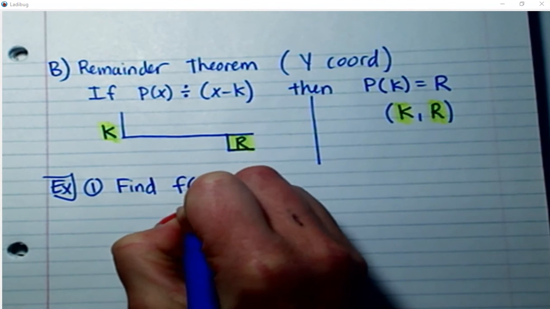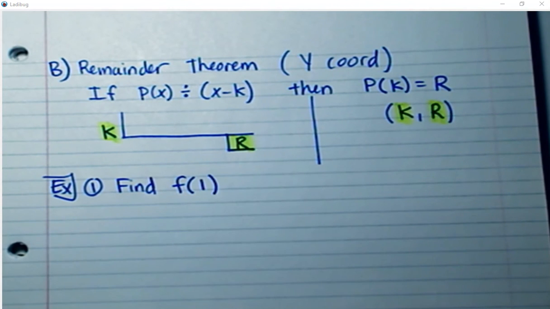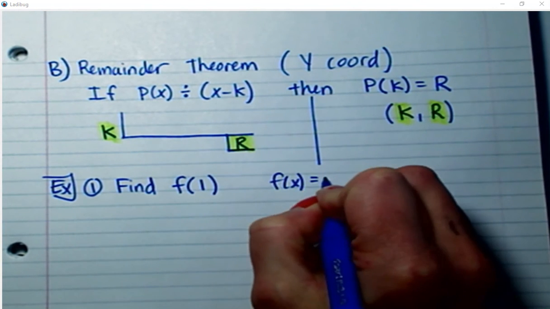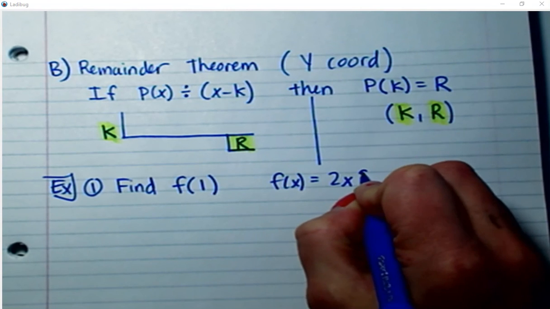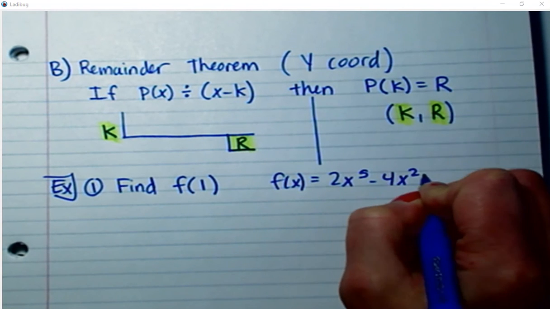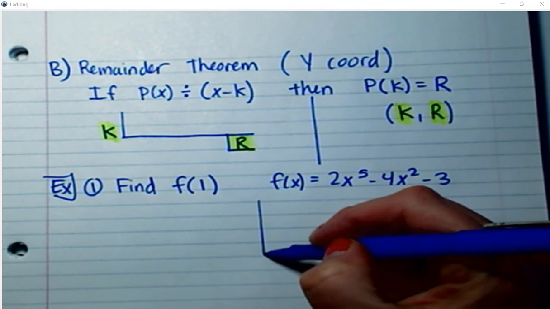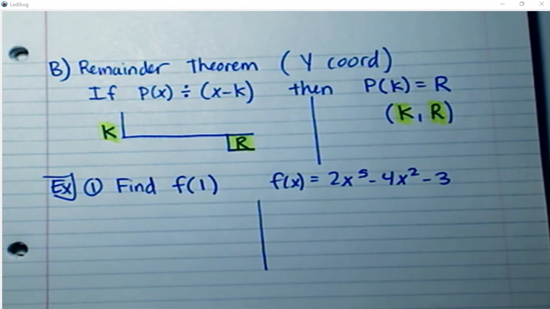Find f of 1. So I'm asking for a y coordinate. See that? f of 1 is the y coordinate. Here's my f of x. Now, we have two ways to do it. So we are going to do both ways so that you can see the connection between the two. Is that a 5 or a 3 for the x coordinate? 5.